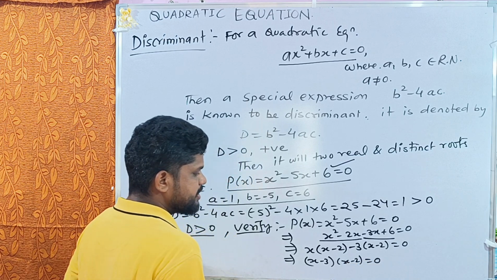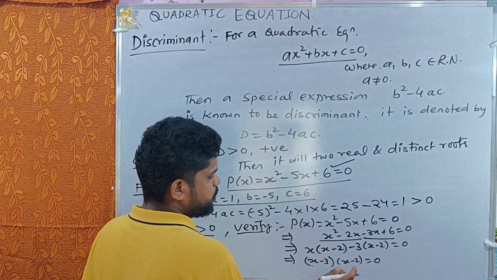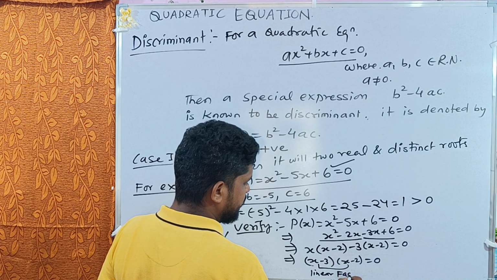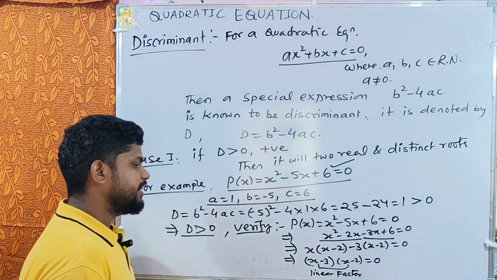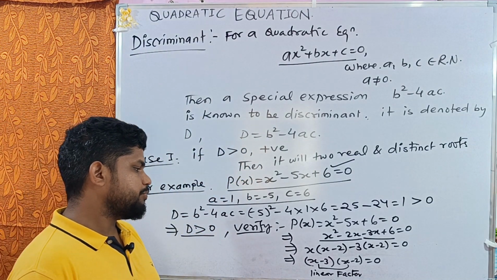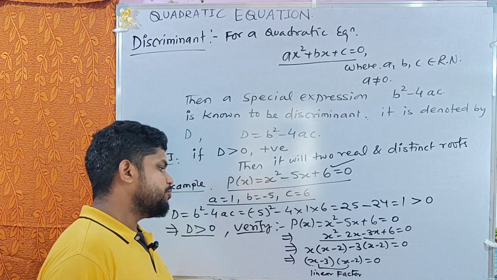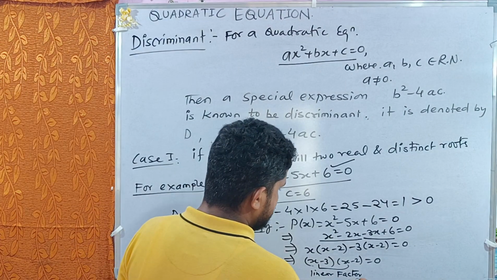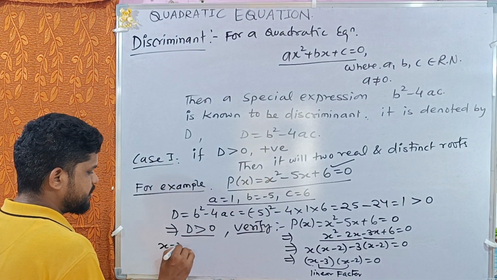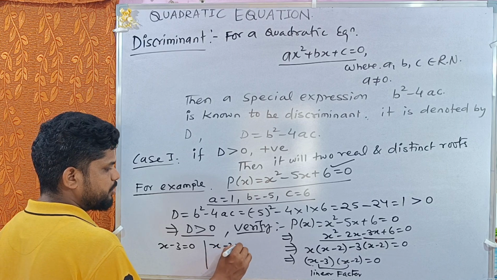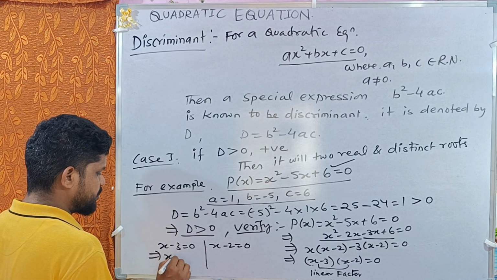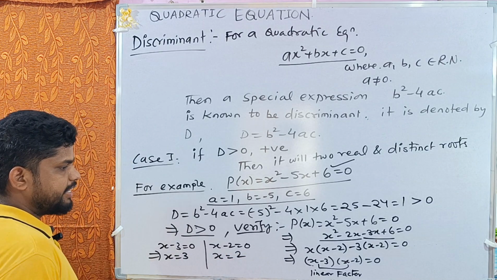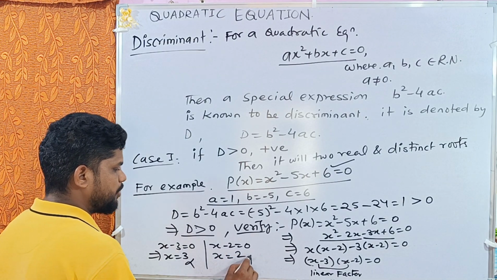Here you can see that x minus 3 and x minus 2 are the linear factors, and we have learned in class 9th that if we equate these linear factors to 0, we get the values of alpha and beta. So equating these linear factors to 0, we get x minus 3 is equal to 0 and x minus 2 is equal to 0. This gives x is equal to 3 and x is equal to 2, and these are the values of alpha and beta.